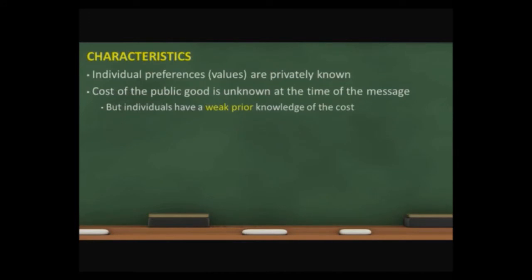We interviewed people under certain conditions. One of the conditions was that individual preferences were private. Okay, I'll explain that in a minute. And the cost of the public good was unknown, but there was some information on what was going to be this cost. I'll show you in a minute. It will become clear.